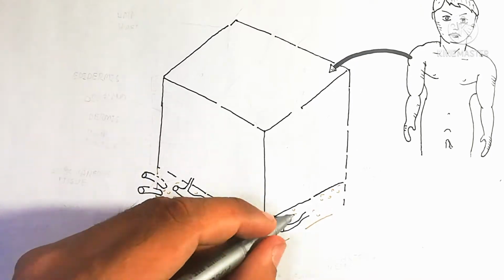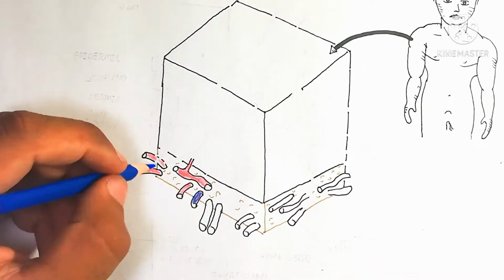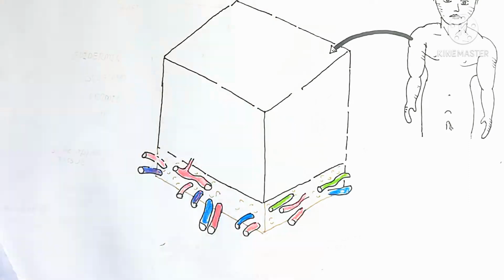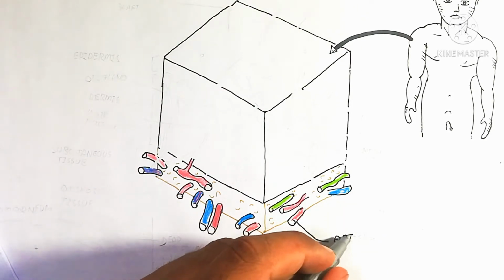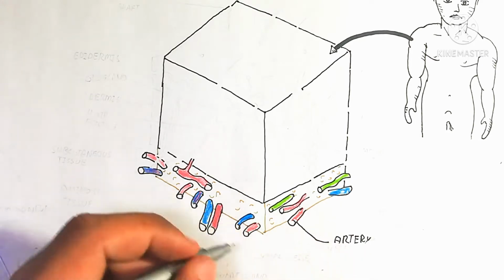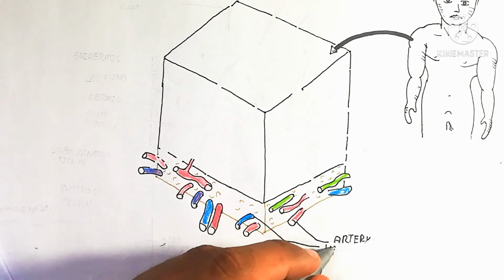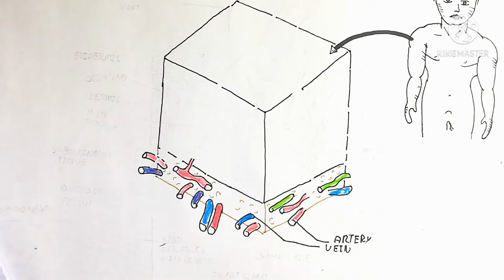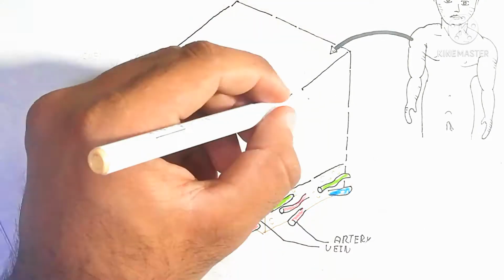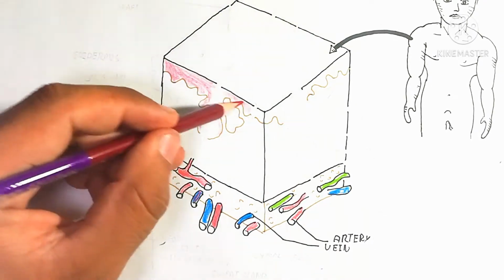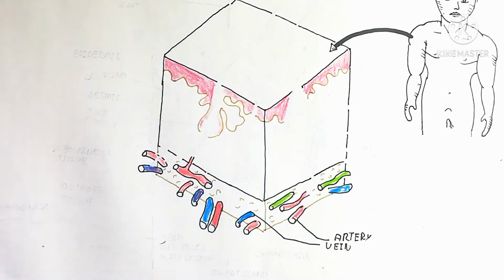Here the artery and vein are present in the adipose tissue, which is present in the subcutaneous tissue. Subcutaneous means beneath the cuticle, and it contains lymphatic vessels. The lymphatic vessels play an important role in immunity by providing immune cells.